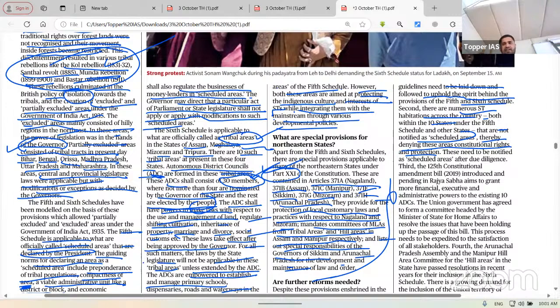But apart from these areas, there are many other areas in India. There also the tribal population is huge, but such protections are not given. So we should extend them. These need to be notified as scheduled areas.